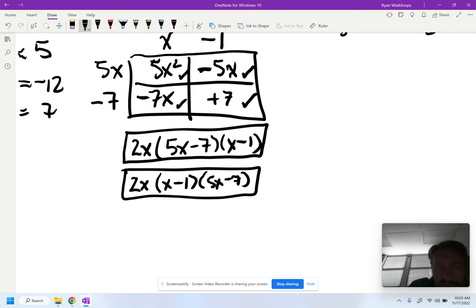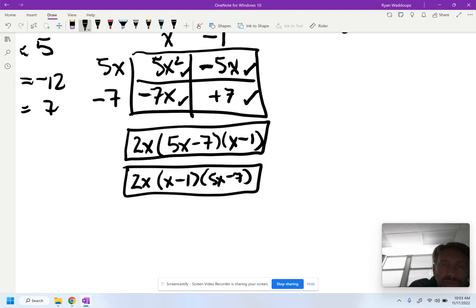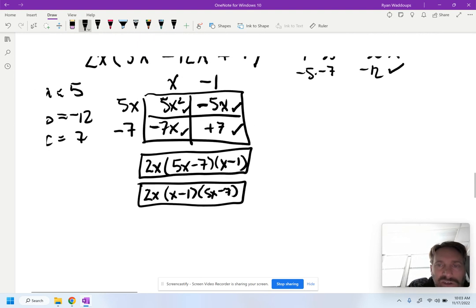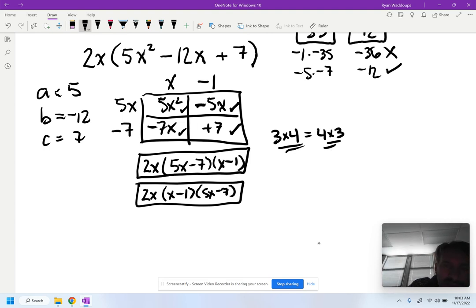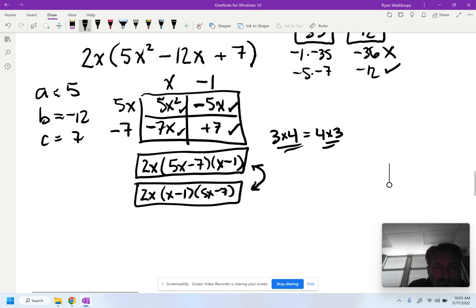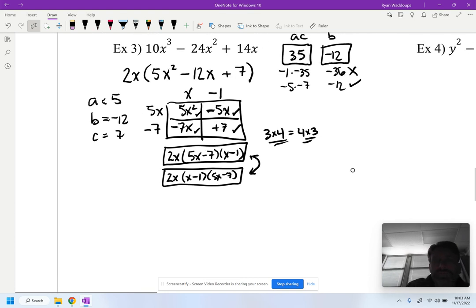It'd be fine. You can do that. The order of the factors doesn't change the result. So it's like saying 3 times 4 is equal to 4 times 3. And that is a true statement, as is that those two are interchangeable. You could also move the 2x. You could put the 2x as the second or third factor, and that'd be fine also.